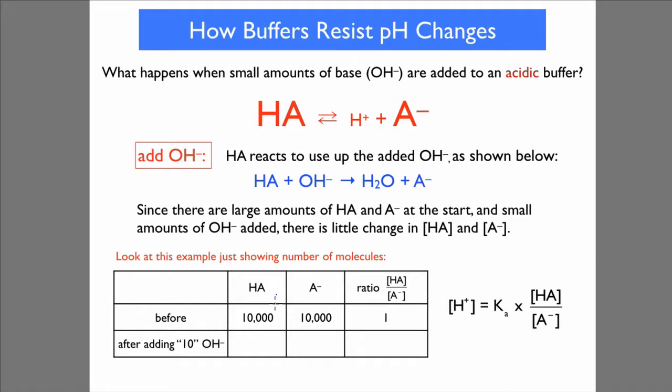So this time we are losing 10 of these, so we'd have 9,990 roughly here, and we'd have 10,010 concentration here. And so the ratio once again is going to be very close to 1. There'll be almost no change in the concentration of the hydrogen ions, and consequently very little change in the pH. We have buffered the solution.